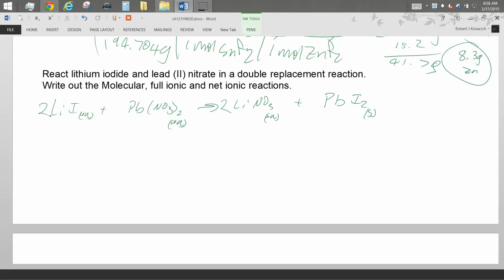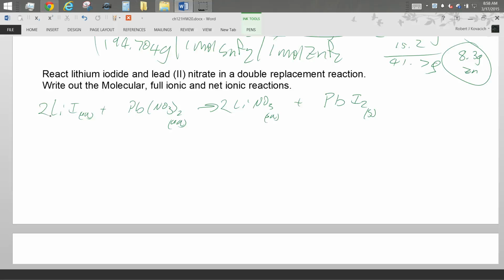Iodide has a rule, but lithium is the top rule. The top rule is group 1 metals are soluble. How do I know that the lead 2 nitrate is soluble? Because nitrate is the second rule that says they're soluble. So then when I mix those 4 ions together, they all get to bump into each other.